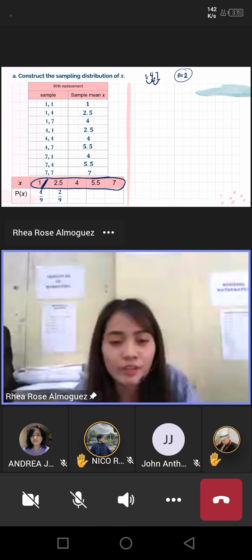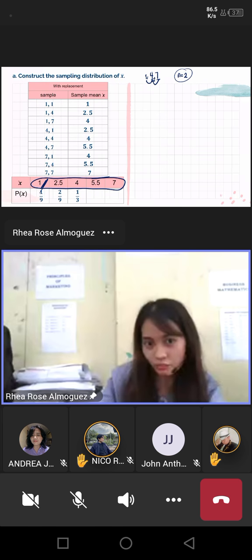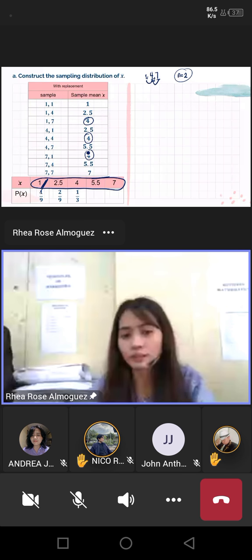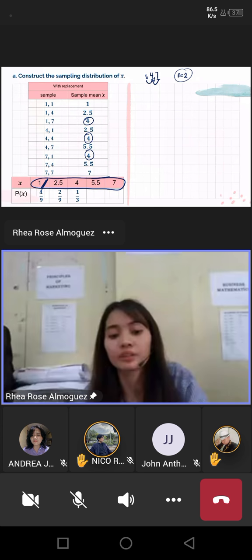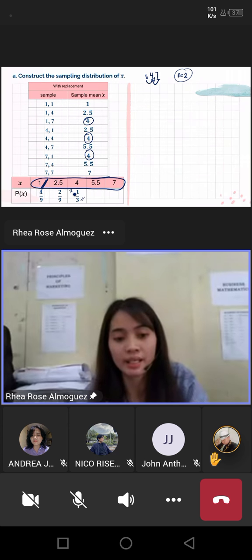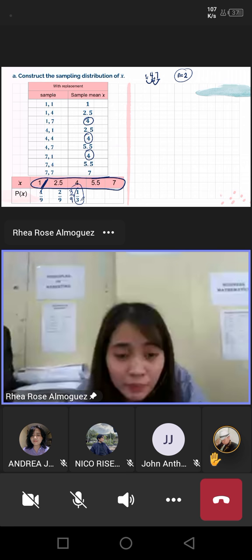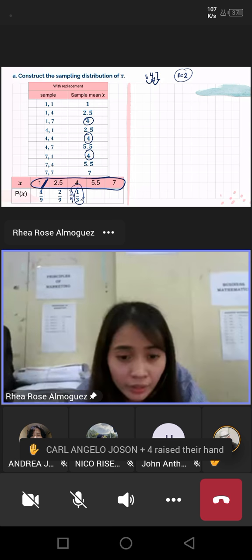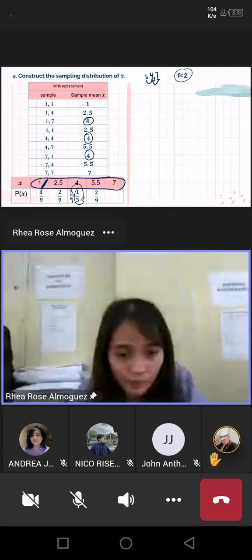Sorry. We have here 3 over 9. Tatlong beses pala ito lumabas, yung 4. And then if we're going to reduce that, it is equivalent to 1/3. Yung 3 over 9 natin, pwede ng 1/3 na lang. And yung 5.5, we have here dalawa, 2 over 9. And for 7, we only have 1.